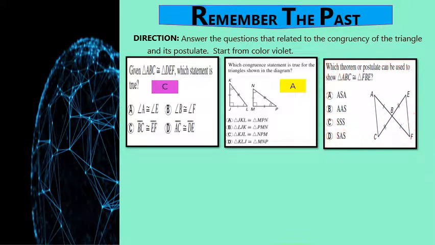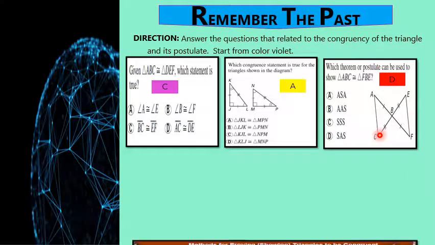color red. Which theorem or postulate can be used to show triangle ABC congruent to triangle FPE? So this is the figure. Now we're going to use the tick marks here. The tick mark here is from the line segment AB, and then angle B is congruent, and also the angle B here is the same. Then the second tick mark is for the line segment BC and for BE. So what do you think is the theorem or the postulate? That is side-angle-side. So this is letter D. Okay, take note.